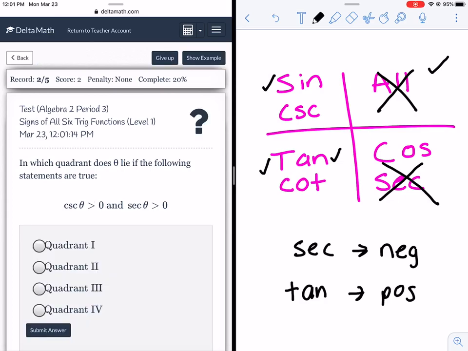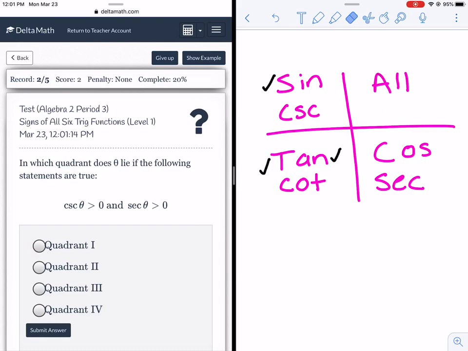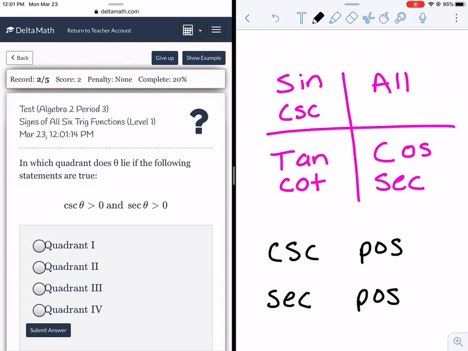Right, I'm going to do one more with you guys just so that we can see. Again, just having this picture here could help us determine which quadrant it is in. So cosecant is positive, and they're telling me that secant is also positive. So let's start with cosecant. Cosecant is positive here, and all of my functions are positive here. Secant is positive here, and all of my functions are positive here. So this would be in quadrant 1.